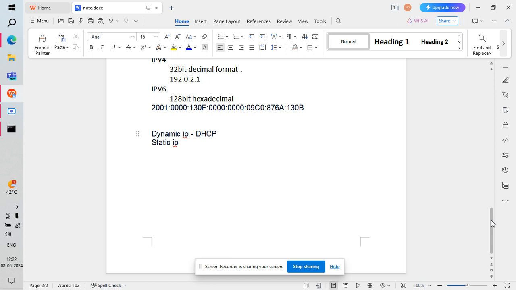So IP addresses are fundamental to the operation of the internet and computer networks, enabling communication between devices and facilitating the exchange of data across the globe.